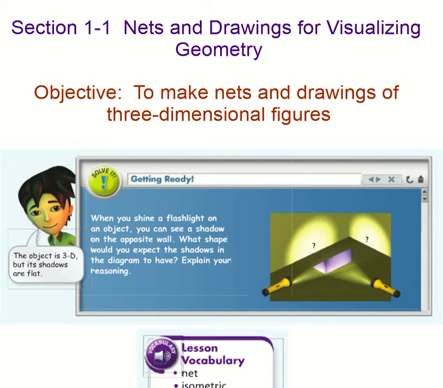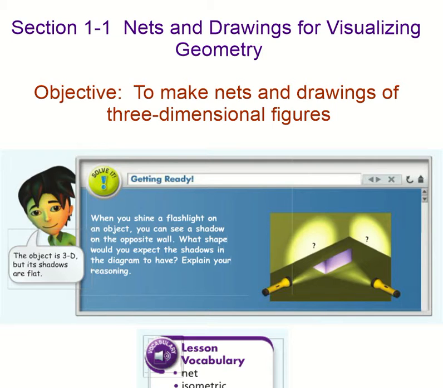All right, and so what I'd like you to think about is that when you shine a flashlight on an object, you can see the shadow on the opposite wall. What shape would you expect the shadows in the diagram to have? Explain your reasoning. So down here we have this 3D shape. And so what type of shadows do you think it's going to make?